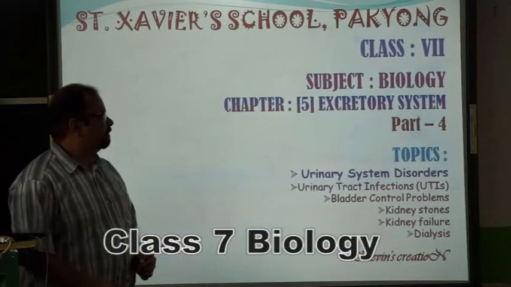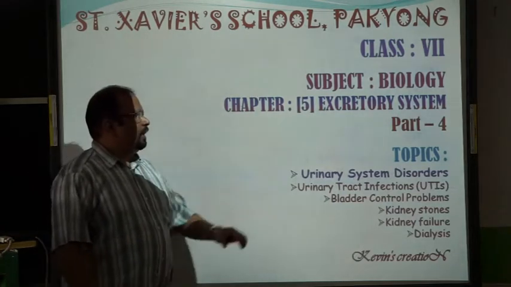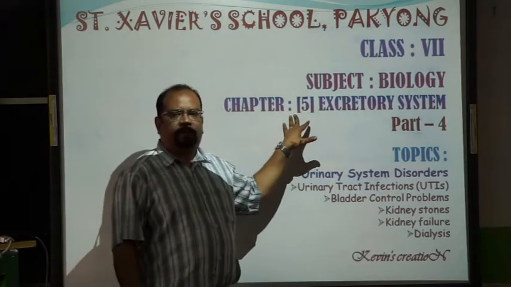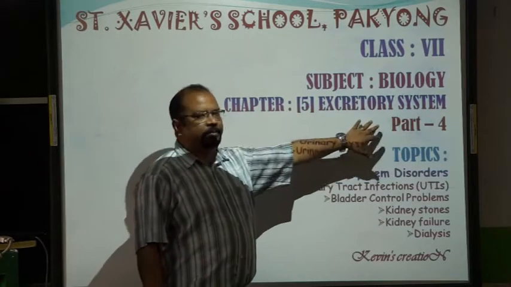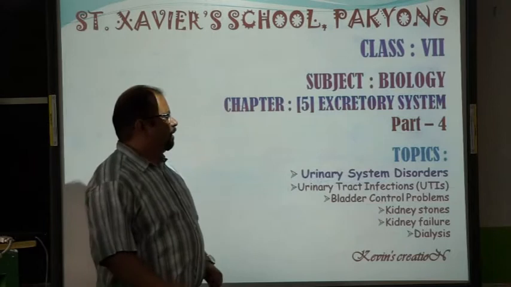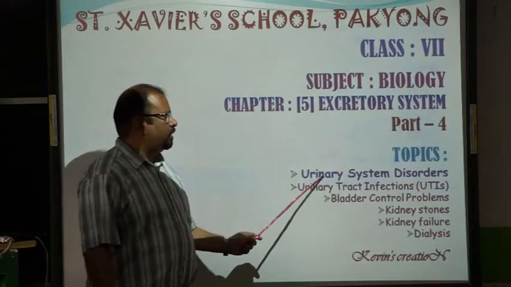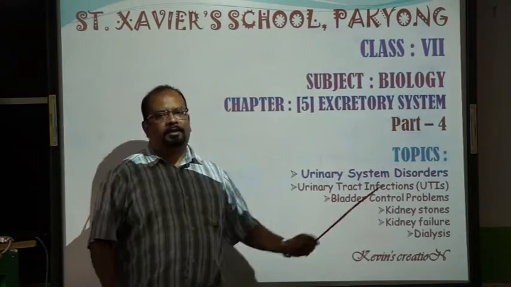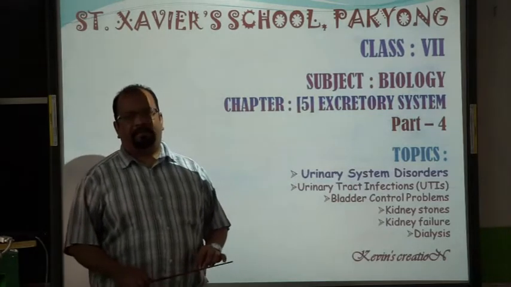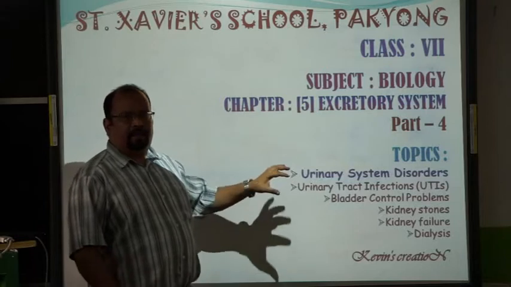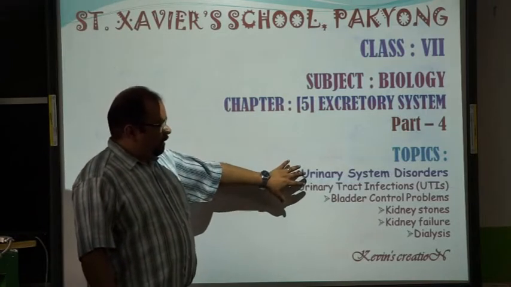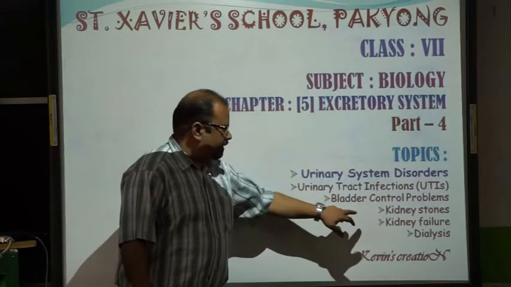Students of class 7, we are still in the same chapter, that is the excretory system. We have come to the end of this chapter. So this is the fourth part. In this we are going to learn about urinary system disorders. That means any disease or disorder which is there, we will be discussing under these points.